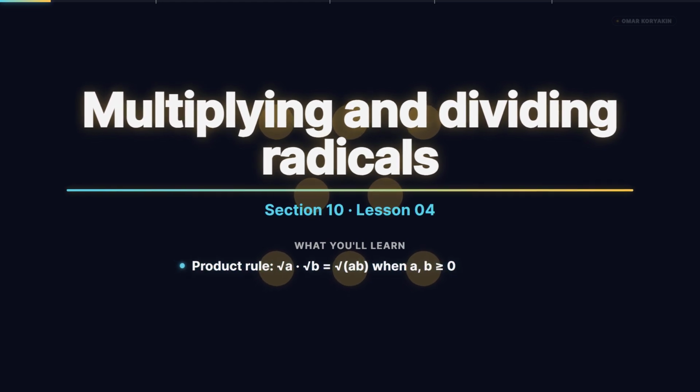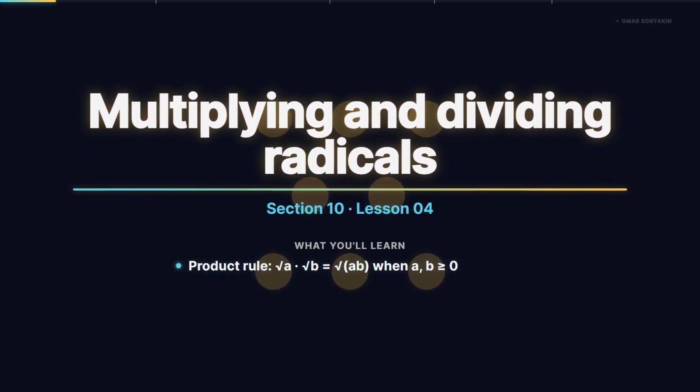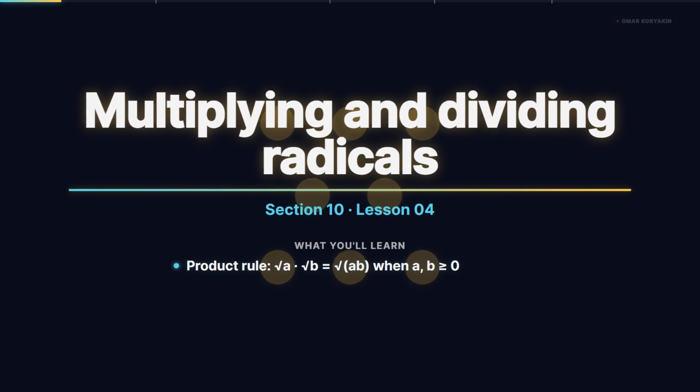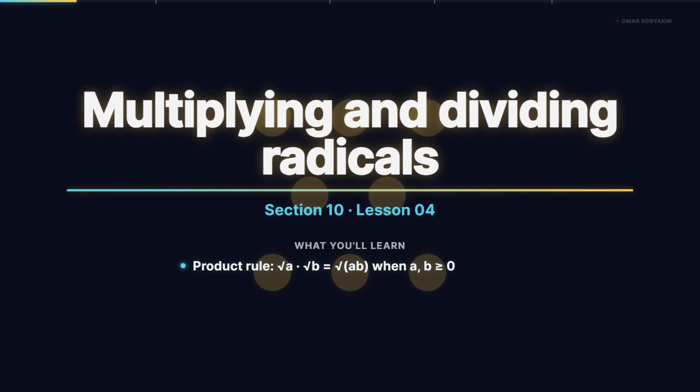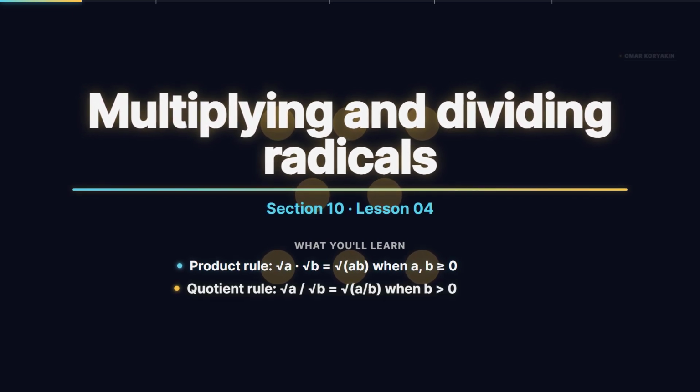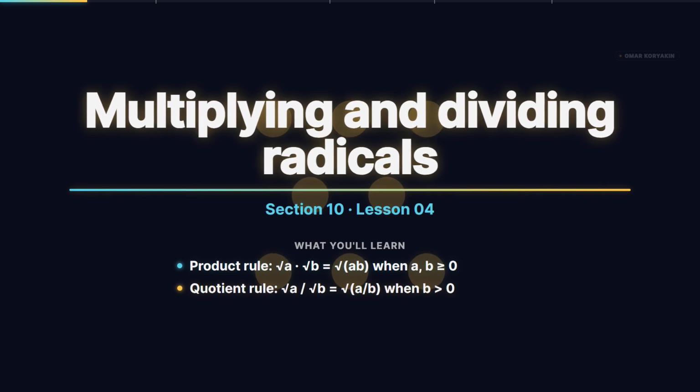The product rule says the square root of a times the square root of b equals the square root of a times b. Two separate radicals collapse into one with a single radicand. The same holds for cube roots and any higher index, as long as both indices match.